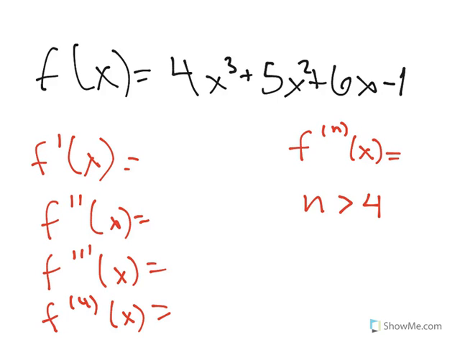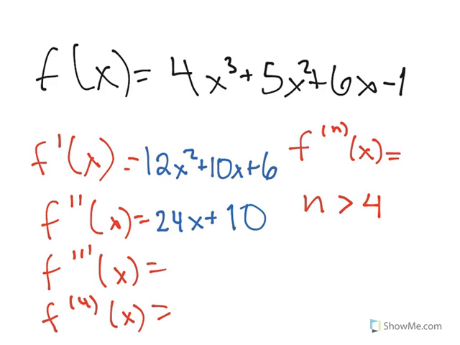Okay, well, so let's just work our way down by finding the first derivative, then the derivative of the first, which is actually the second derivative, and so on and so forth. So for our first derivative, using the sum rule, the constant multiple rule and our power rule, we get that f prime of x is just 12x squared plus 10x plus 6. The derivative of that is just 24x plus 10. The derivative of that is just 24, and the derivative of that is 0.